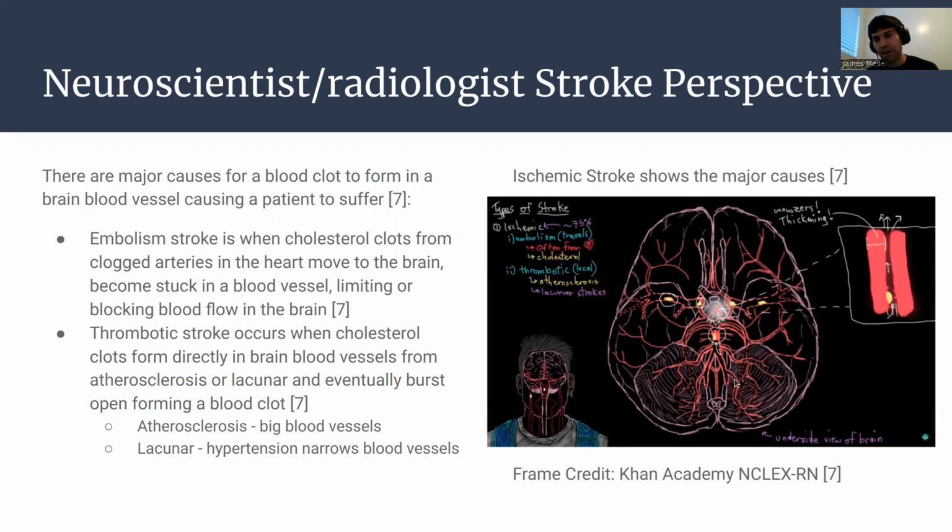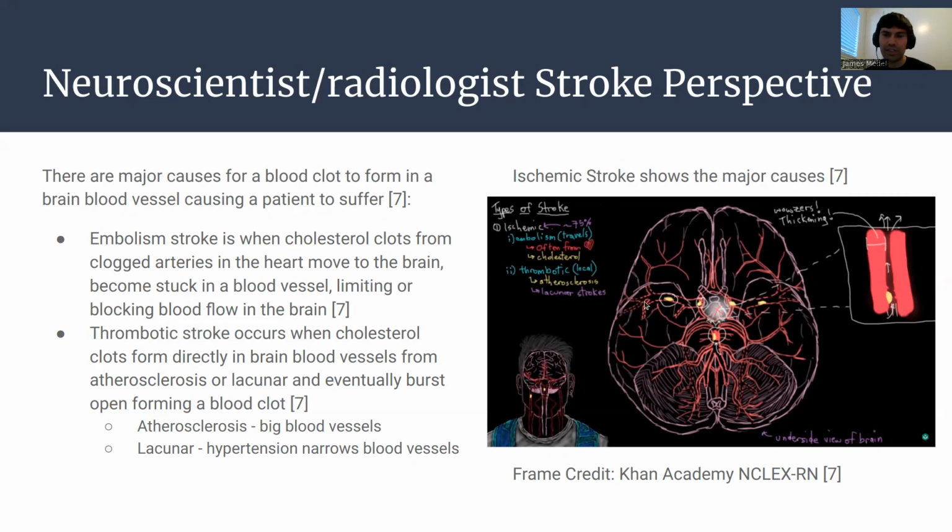In the case of thrombotic stroke, though, these cholesterol plaques form directly in the brain, in these larger blood vessels. And so they cause lack of blood flow, and hence brain cells die and ischemic stroke takes off. This is typically known as atherosclerosis. The other kind of stroke from thrombotic is a lacunar stroke.